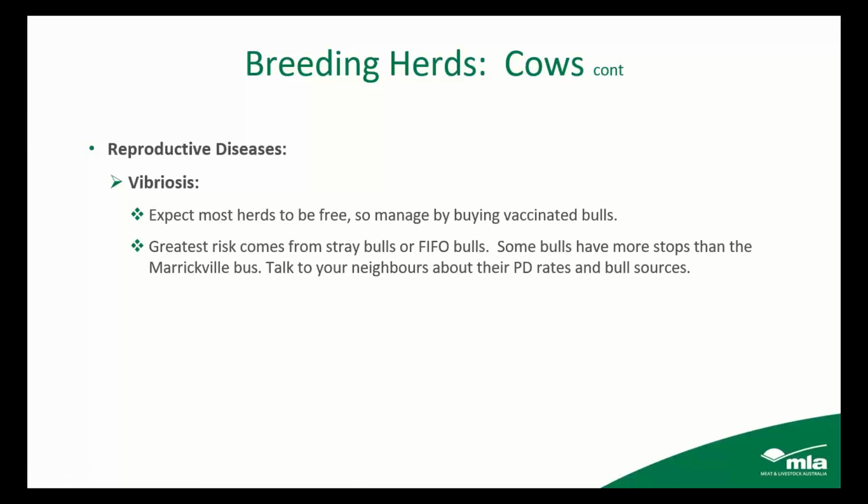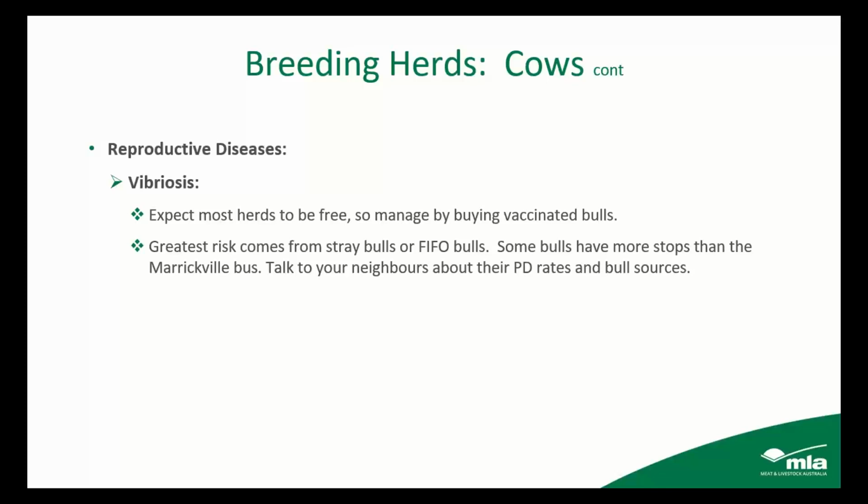So the greatest risk to breeding herds comes from stray bulls and fly-in, fly-out bulls. In the last few years in southern Australia, I think there are some bulls of at least one breed that seem to have had more stops than a fly-in stallion. Their vaccination status is extremely dubious, firstly, and secondly, just because they're going onto multiple places means that they can create problems. So talk to your neighbours about their pregnancy diagnosis rates.